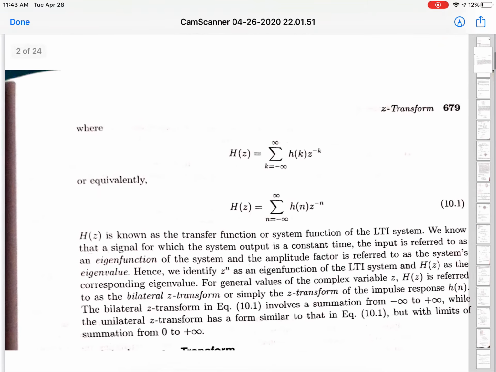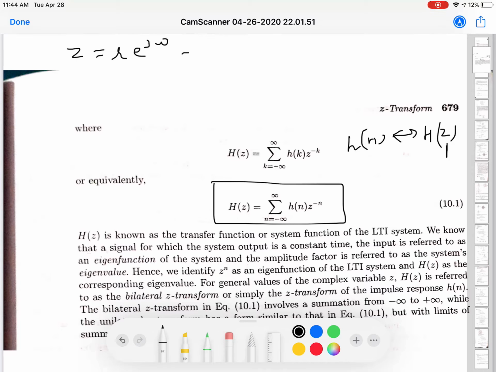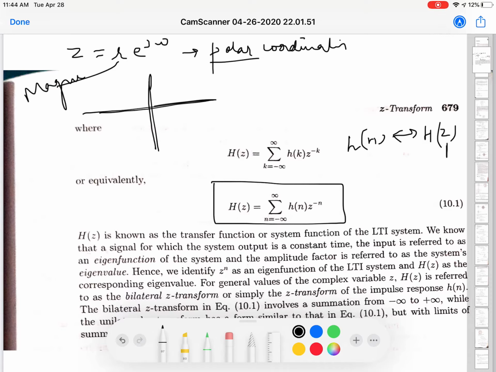does not exist. In this case, let us suppose h[n] is a signal whose Z transform is given by this formula. This is the formula for the Z transform. We can write it as a transform pair: h[n] is a signal whose Z transform is H(z), where z is a complex number and it is given by z = r e^(jω) in polar coordinates. And these polar coordinates in the Z plane are defined as: r is the magnitude and ω is the phase.